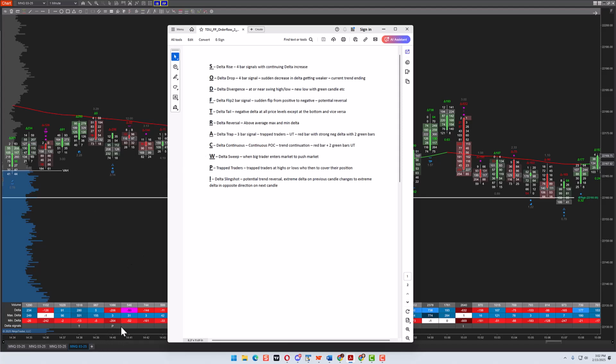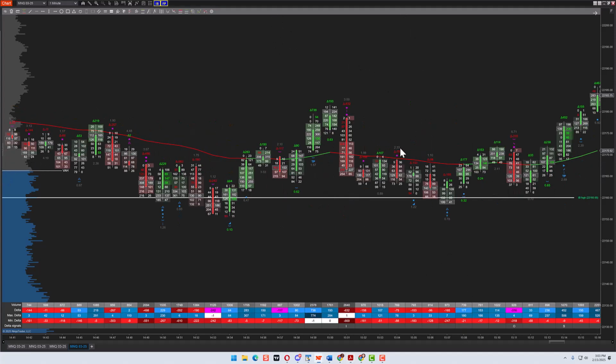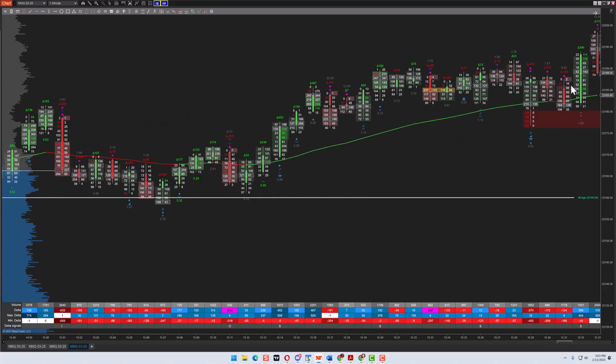And there's a certain amount of logic to it. P for trap put, if you will, trapped traders. There's a certain degree of logic to help you identify it. A delta slingshot, okay, maybe an I doesn't tell you slingshot, but we only get one letter. There's a delta drop, a delta surge, another delta surge. With a little bit of experience, you'll start to recognize what they are.